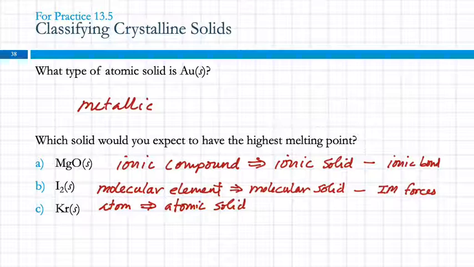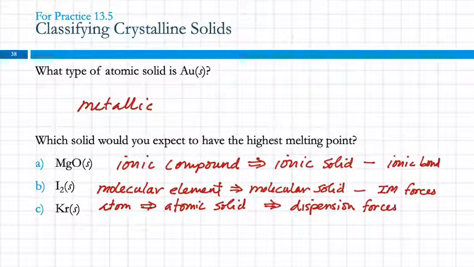What do you think? Does krypton have a high melting point? What state is it in at room temperature? It's a gas. It's got a really low melting point. Because what's holding this together? Intermolecular forces, but just dispersion forces. Now, it's not asking us to rank these, it's just asking which is the highest melting point, which is held together by the strongest forces. Magnesium oxide, right?